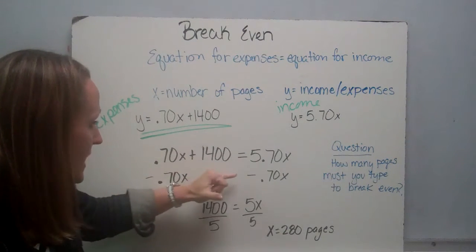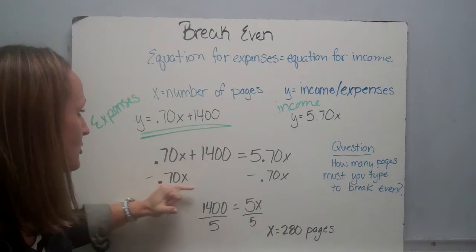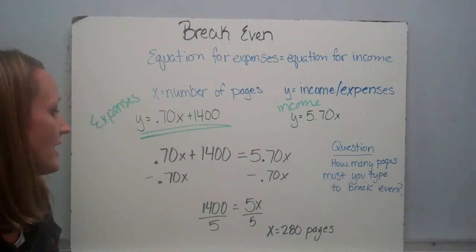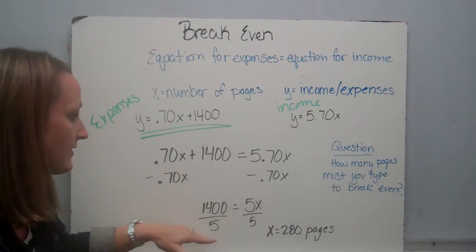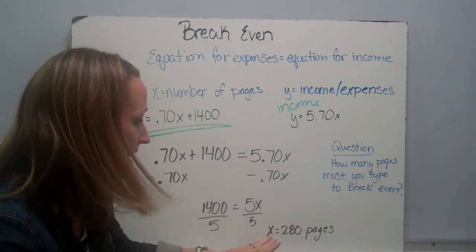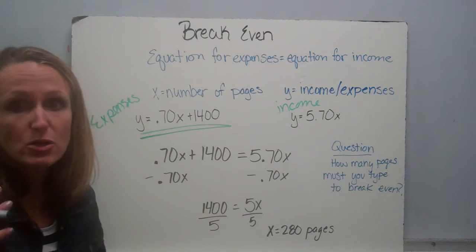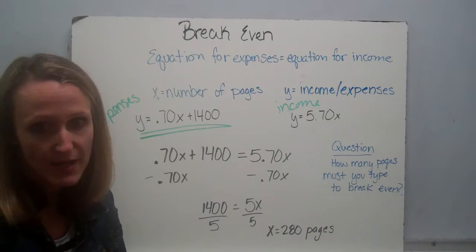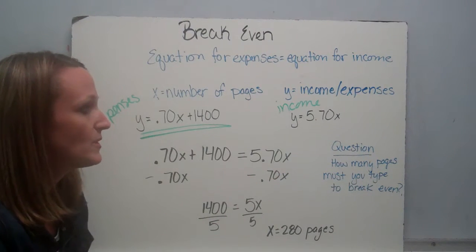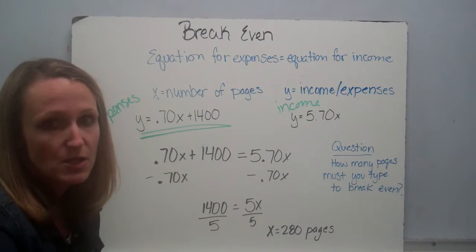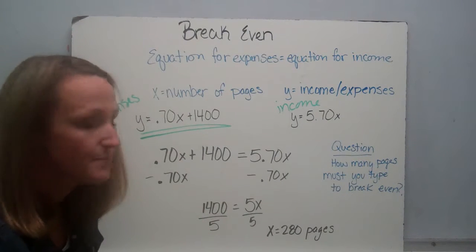Now, we can subtract 0.70x from each side, and then divide. We get 1,400 equals 5x. If we divide both sides by 5, we find x equals 280 pages. So once you type 280 pages, you're going to hit your break-even point. That answers our question. How many pages must you type to break even? So after you hit this, you're going to start making money.